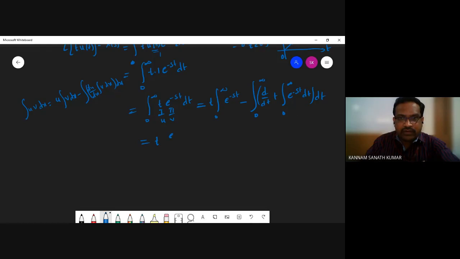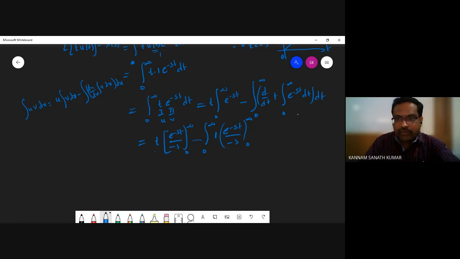So this is equal to t into e power minus st by minus s between the integral 0 to infinity. Here t is anyway constant, t into that integral, e power minus st by minus s, minus integration 0 to infinity of d by dt of t, which is 1, no? So 1 into e power minus st by minus s between the integral 0 to infinity.